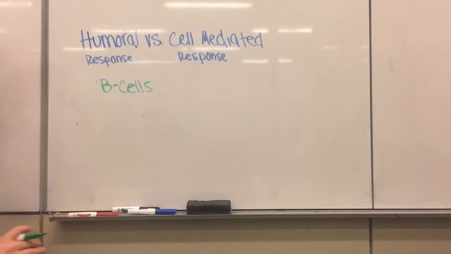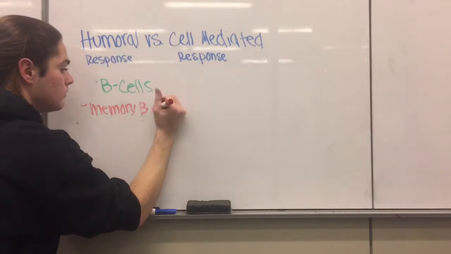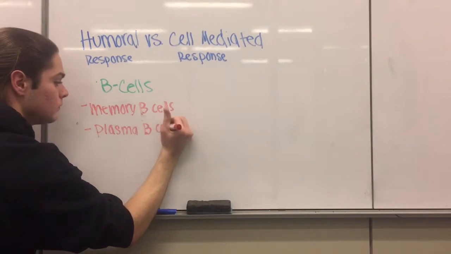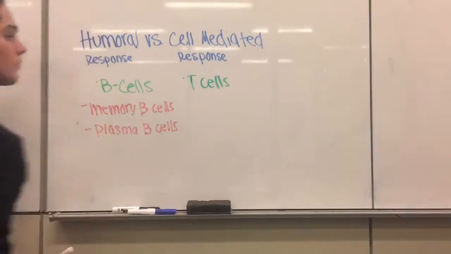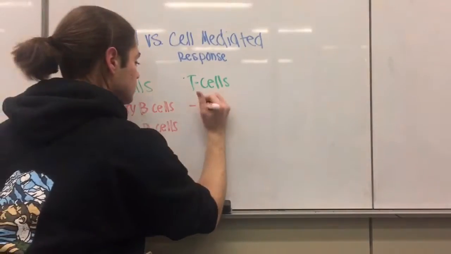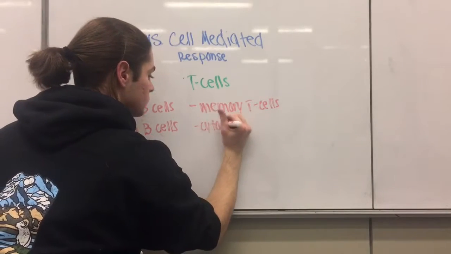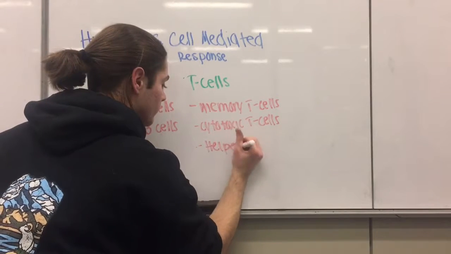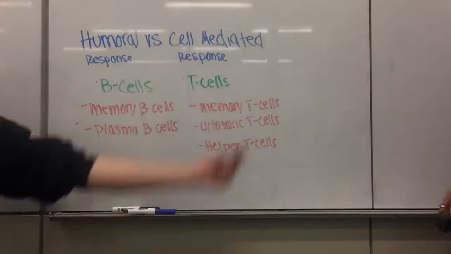Humoral response involves B cells. There are two different kinds of B cells, memory B cells and plasma B cells. Cell-mediated response involves T cells. There are three different kinds of T cells: memory T cells, cytotoxic T cells, and helper T cells. Both T cells and B cells are lymphocytes, also known as white blood cells.